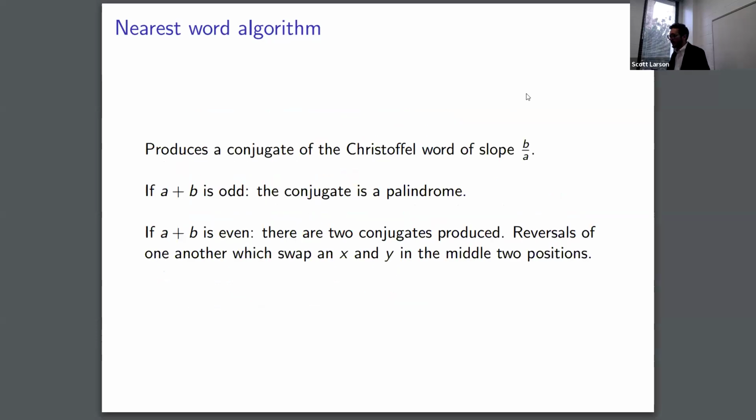That produces a conjugate of a Christoffel word, not a Christoffel word. If a plus b is odd, the conjugate is a palindrome, which is our middle row of that Burrows-Wheeler matrix. And if a plus b is even, you get the two conjugates that were the middle two rows in that case. Yeah, so they're reversals of one another, which swap the x and the y.